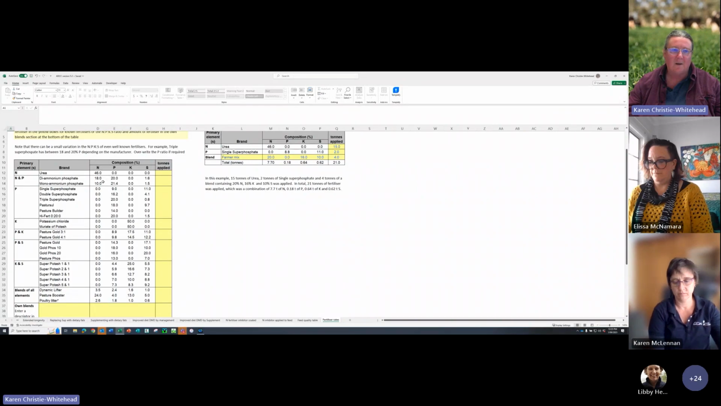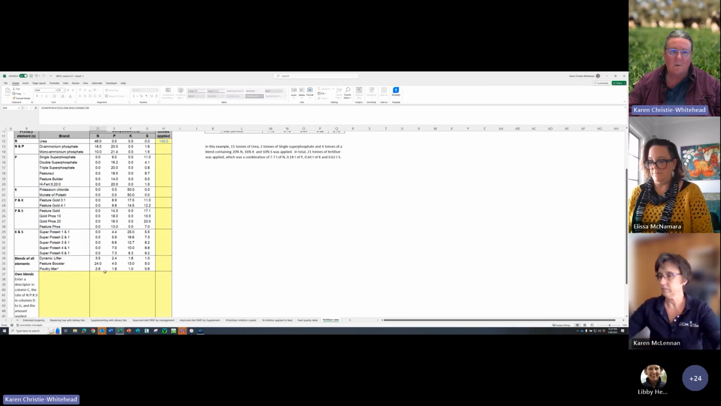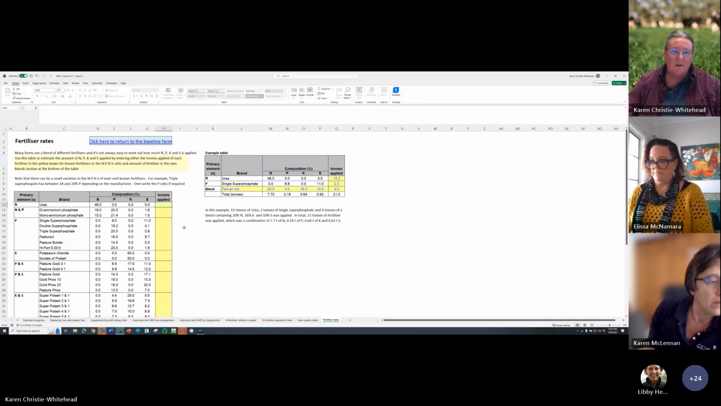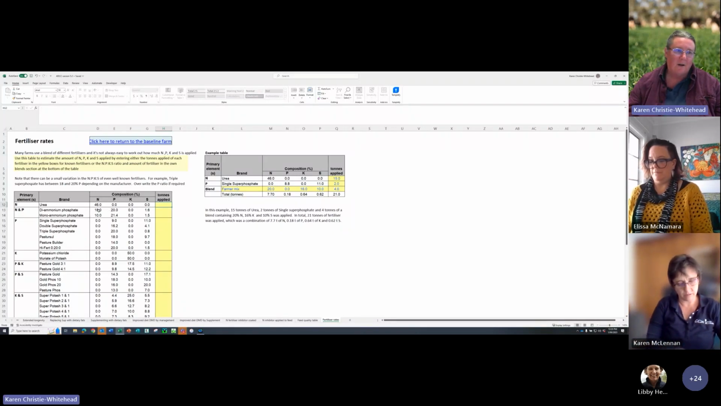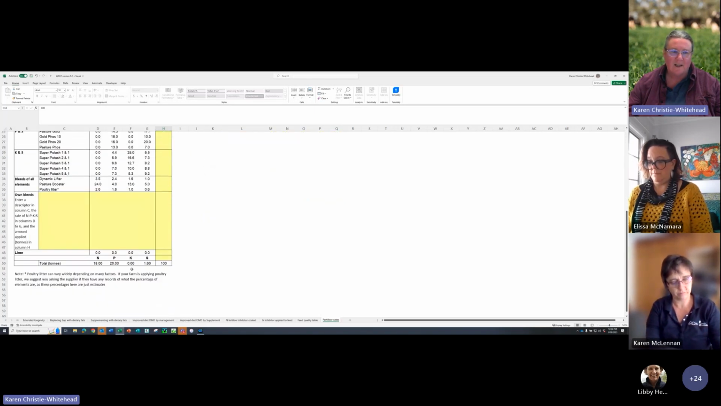So you might go, actually, I'm applying 100 tonnes of urea. It will then work out that that's equivalent to 46 tonnes of nitrogen. And then I'm spreading 100 tonnes of DAP, which has nitrogen, phosphorus, and a bit of sulfur. If you scroll down to the bottom, it will give you that breakdown. So we need to know it's 18 tonnes of nitrogen, 20 tonnes of phosphorus, and 1.6 tonnes of sulfur.